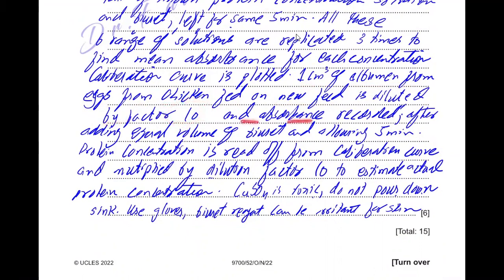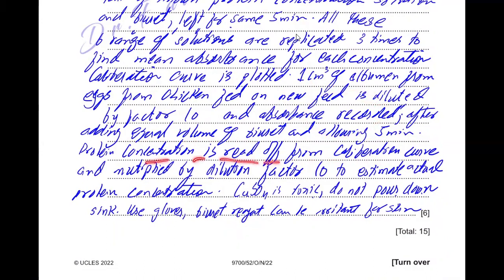The absorbance is recorded after adding equal volume of biuret and allowing it for the 5 minutes. So again, we'll take the same volumes of 1 cm cube of both, place them for 5 minutes, and then place this cuvette in the colorimeter. Protein concentration is read off from the calibration curve, because it will already have my range of concentrations and the absorbance. I'll just locate the absorbance of this unknown sample, and I'll read off the concentration from there.